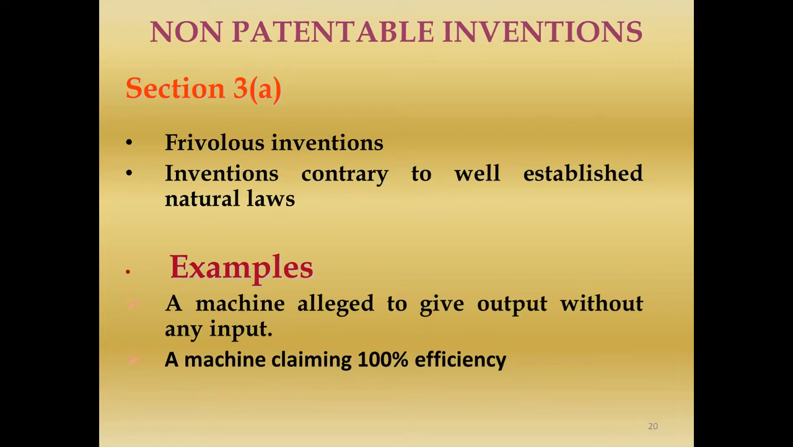Because it is well established that no device can have an efficiency greater than 100%. And if this machine says that it is overcoming this particular natural law, we will not accept it. There should be some flaw in your invention to say so. So under this ground, we will not grant a patent for the invention. This is one ground for opposition also.